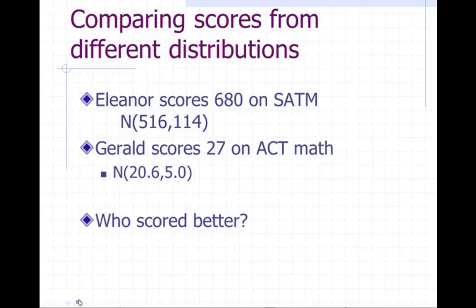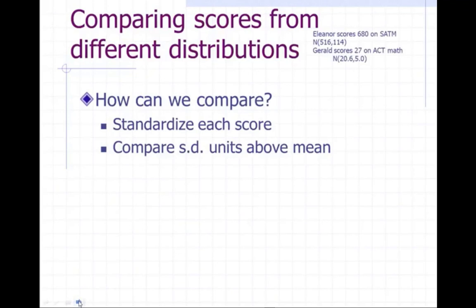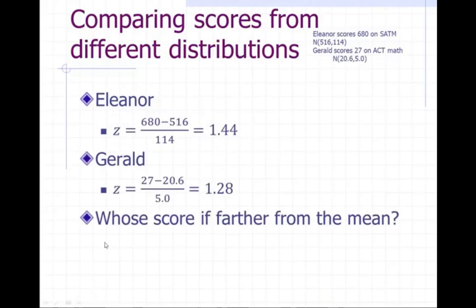Well, we can compare them by putting them on the same scale. To put them on the same scale, we're going to standardize each score, and then compare how many standard deviation units they are from the mean. So let's standardize Eleanor. There's Eleanor's score minus the mean divided by the standard deviation, and Eleanor's standard score is 1.44. Gerald scored 27. The mean of the ACT was 20.6 and the standard deviation was 5. Gerald scored 1.28 standard deviations above the mean.